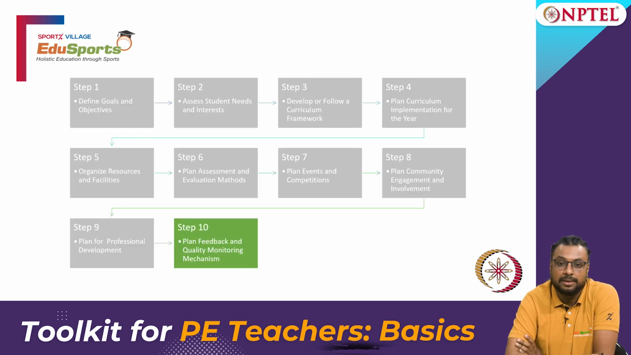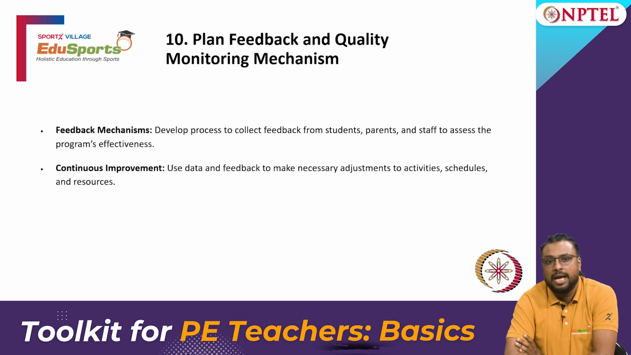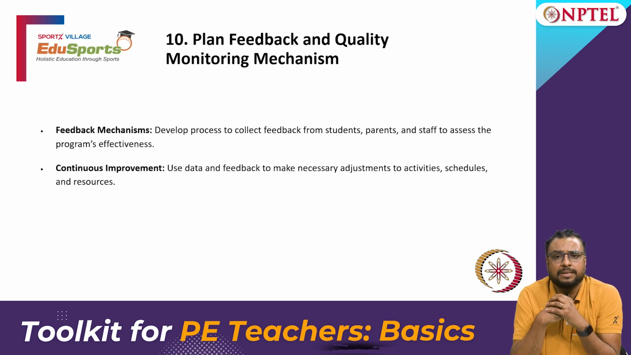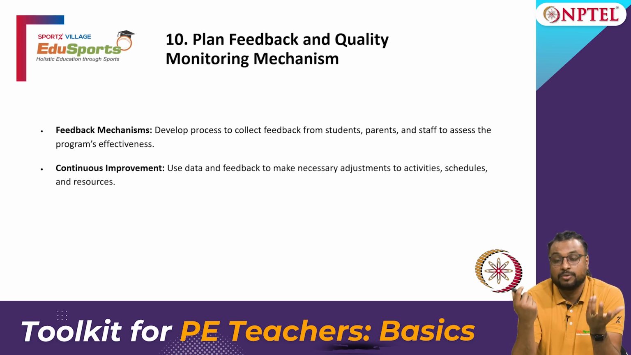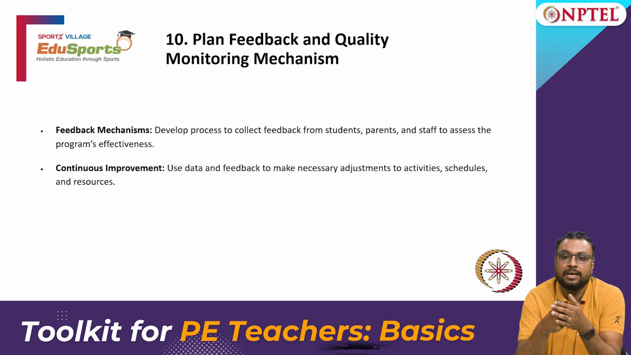Step 10 is plan for feedback and quality monitoring mechanism. And by feedback, we mean feedback to the students, feedback to yourself as well, and feedback about the entire program. The best way to give feedback to students is through assessments. You conduct assessments and you generate a report card and give them feedback about where they lack, the areas of improvement, and the areas that they have excelled and how they should continue to excel in that area. Specific area could be your fitness level, specific area could be your skill level.